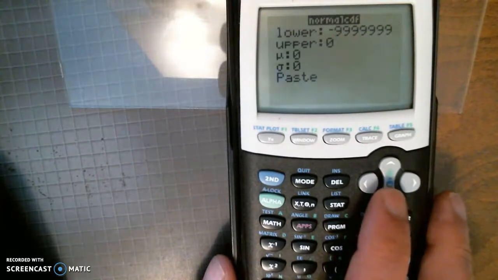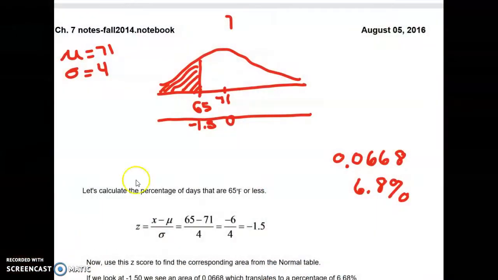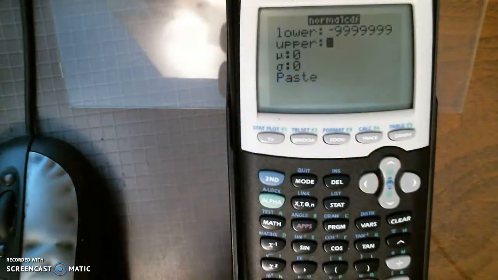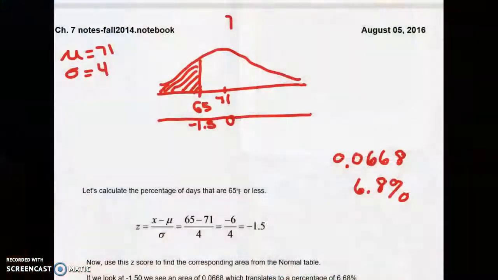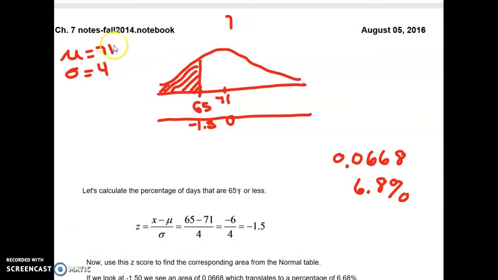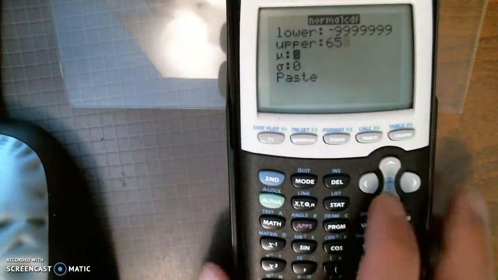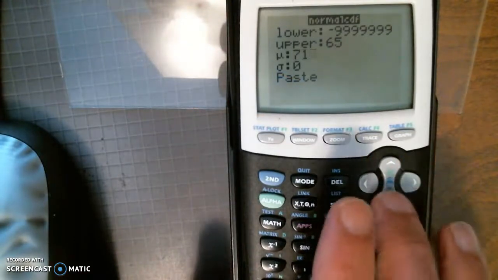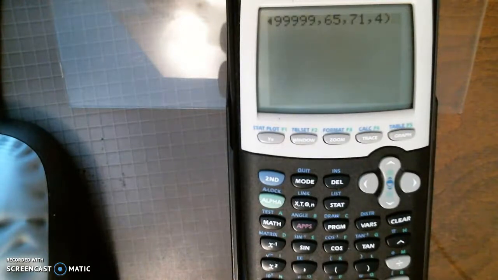Now, the next thing it's asking you for is the upper bound. If I go back to my problem here, the lower bound is negative infinity. The upper bound is that 65 that sits right here. So in the calculator for upper bound, we want to put 65. Now it's asking for the mean and the standard deviation. If we remember, for every one of these, our mean was 71 and our standard deviation was 4. Go down to paste, hit enter.